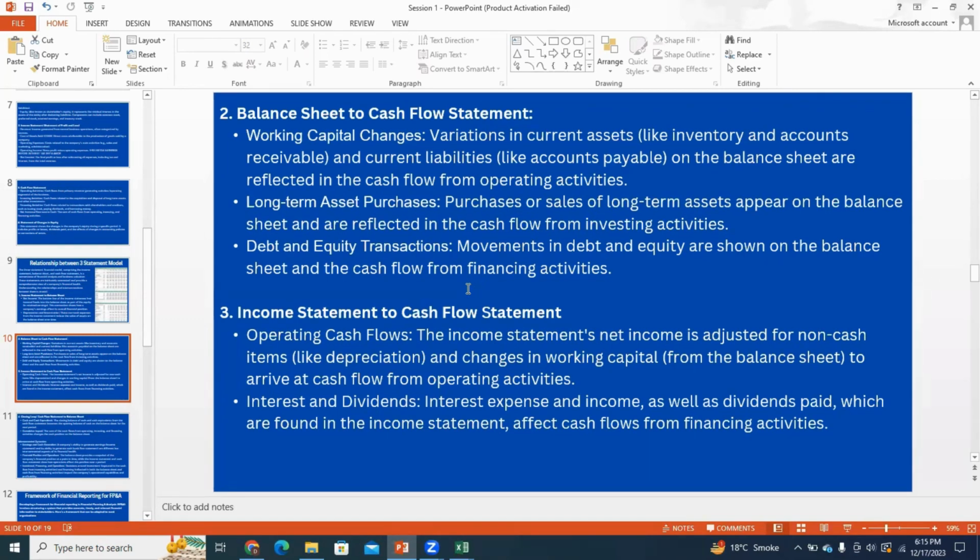Income statement to the cash flow statement, it says operating cash flows. The income statement net income is adjusted for the non-cash items like depreciation, and working capital changes come from the balance sheet as I stated before. It arrives as the cash flow from the operating activities. Interest and the dividend. Interest expense and the interest income as well as dividend paid are found in the income statement which affect cash flow from the financing activities.